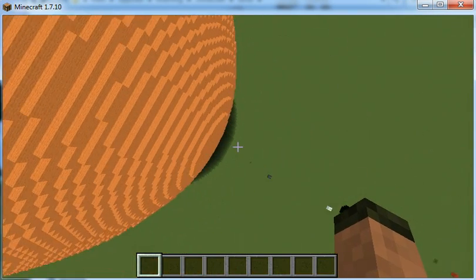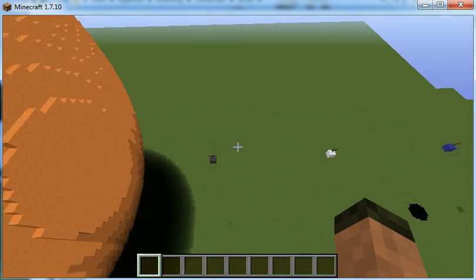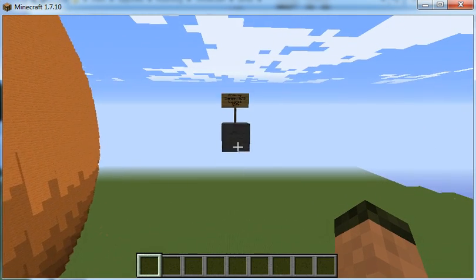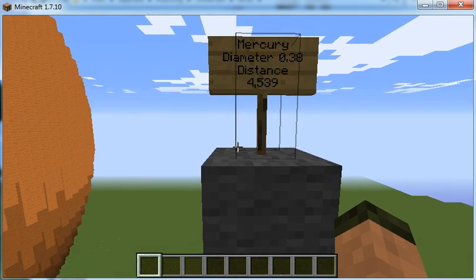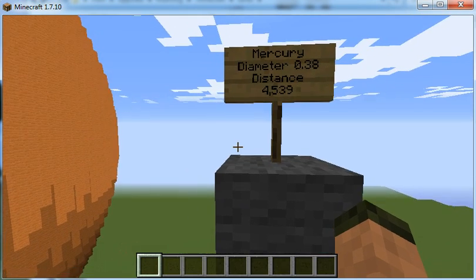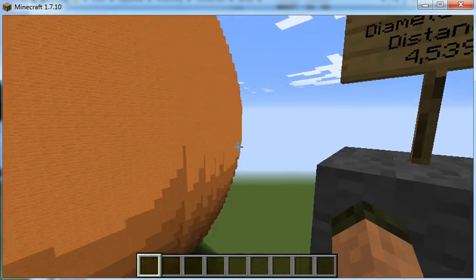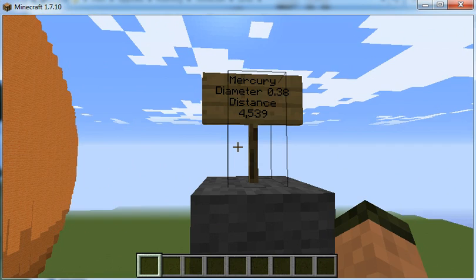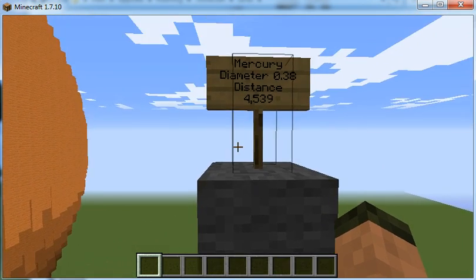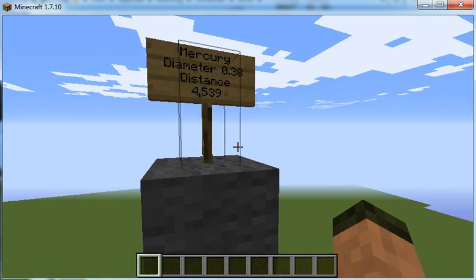So what about the rest of the planets in our solar system? Okay, well, check out this fella. Here's Mercury. Now Mercury would only be 0.38 of a block. Now, while the scales are right, the distances are nothing like. For Mercury to be the right distance from the Sun, it would need to be 4,539 blocks away from the Sun.